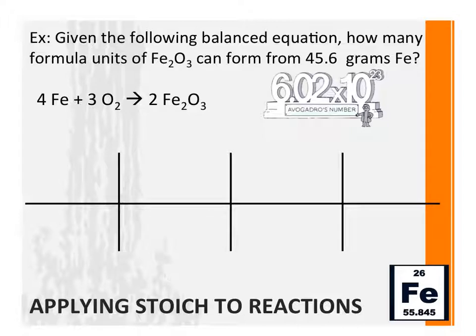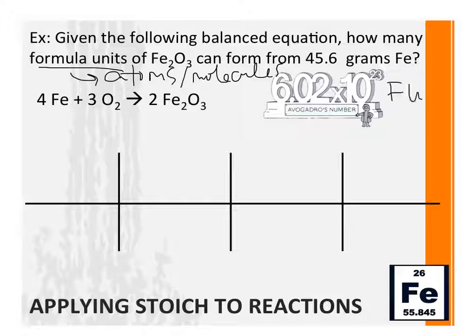The last example I'm going to go over with you is the same number of steps as the previous example. However, we're going to use Avogadro's number again. So this problem says, given the following balanced equation, how many formula units of iron(III) oxide can form from 45.6 grams of iron? Now remember, formula units is along the same lines as atoms and molecules. So 1 mole of anything also applies to Avogadro's number for this. So 6.02 times 10 to the 23rd formula units of anything is equal to 1 mole of that substance.